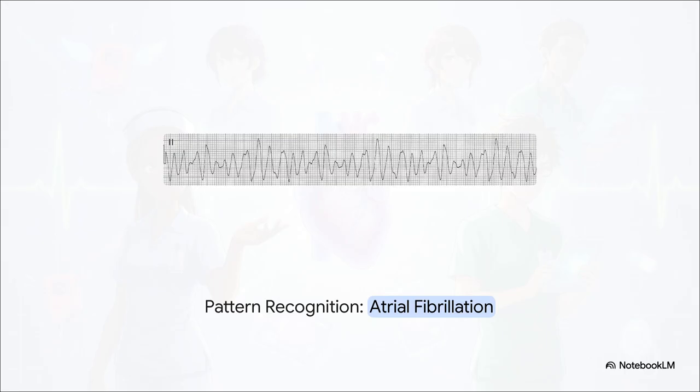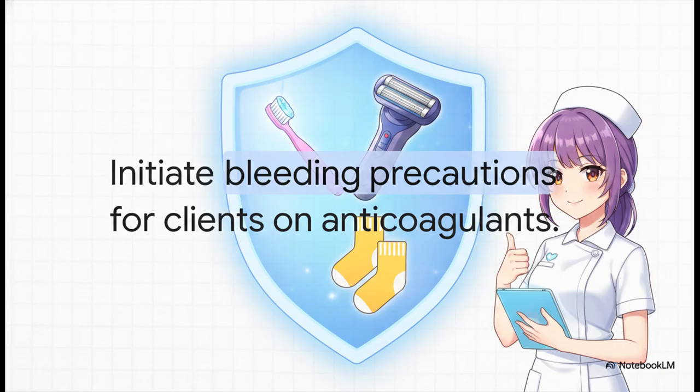When the atria quiver instead of giving a nice, strong squeeze, the blood just pools. And what happens when blood just sits around? It clots. And that brings us to a massive safety alert, because AFib lets blood pool and clot in the left atrium. Administering anticoagulants is absolutely vital. That means the very first thing the nurse must do is enforce strict bleeding precautions. This is a guaranteed test topic, for sure.